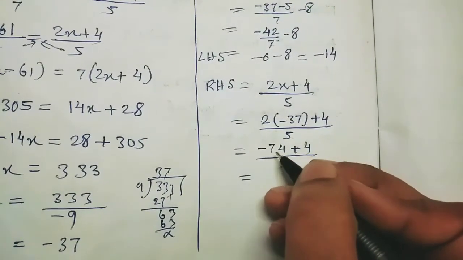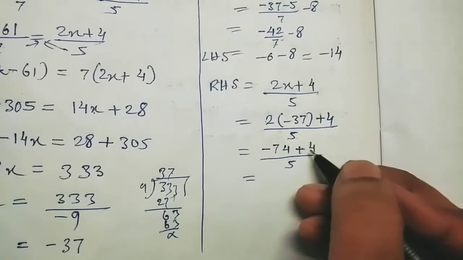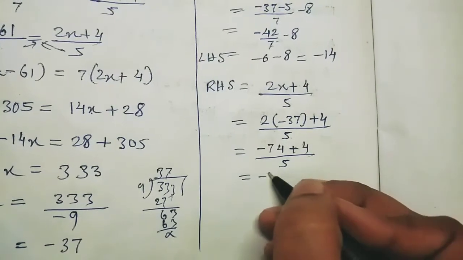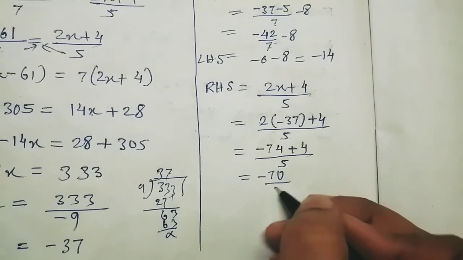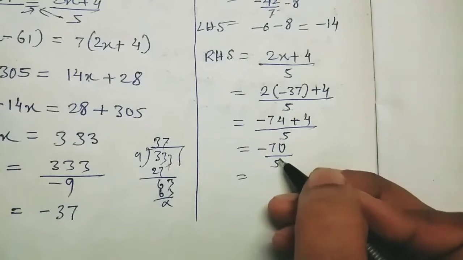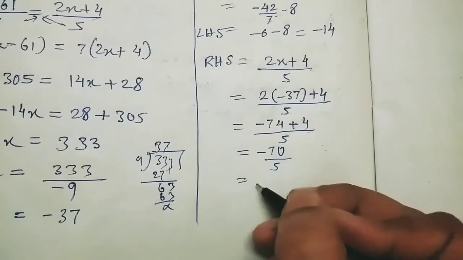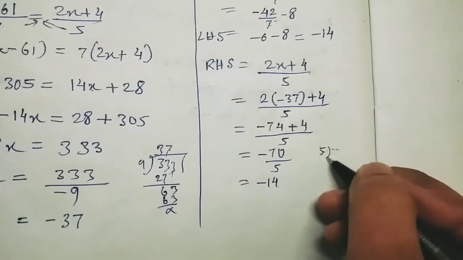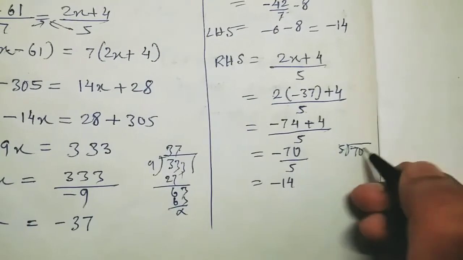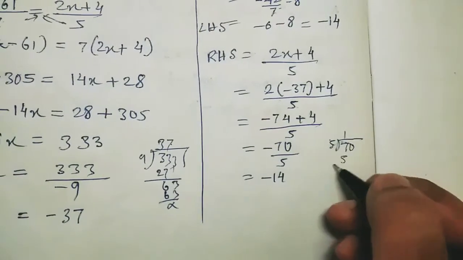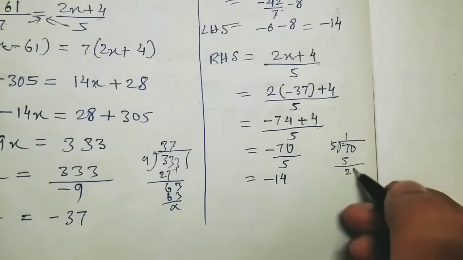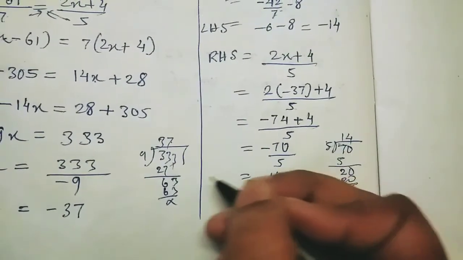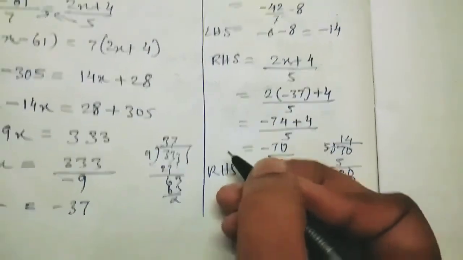So minus 74 plus 4: the operation is minus, and the sign is also minus. 74 minus 4 is 70, by 5. So when you divide this 70 by 5, what is coming? It is also coming minus 14. See here, 5 times 14 is 70. So RHS is also coming minus 14.